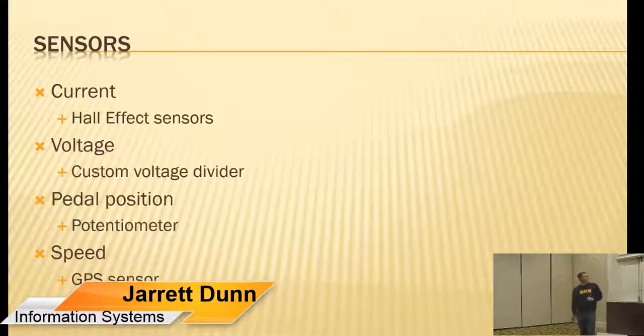Okay, the sensors. I tend to like Hall effect sensors, basically because they're non-contact sensors for measuring current. You don't have to have a shunt. You don't have to put them in line. You clamp it around the outside of your power line, and you measure your current.